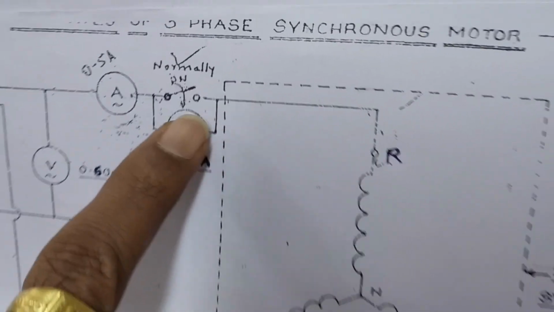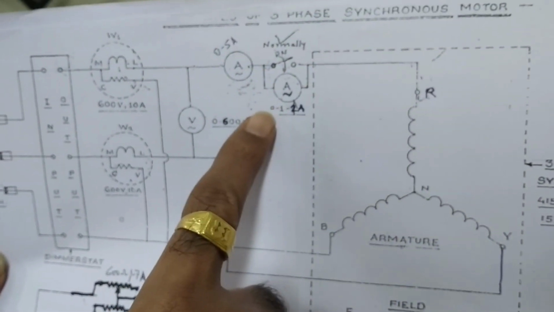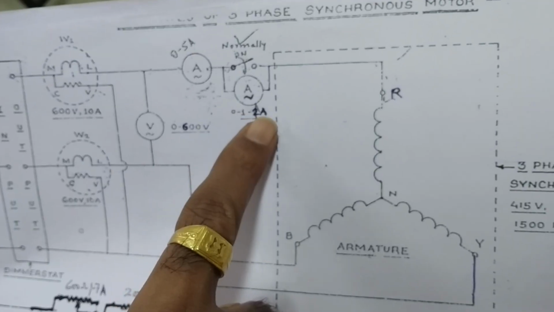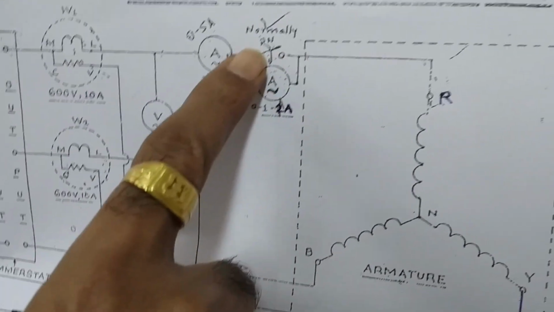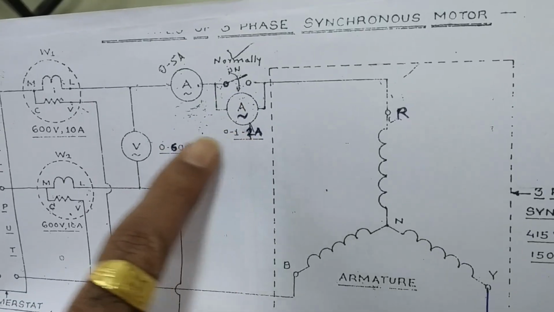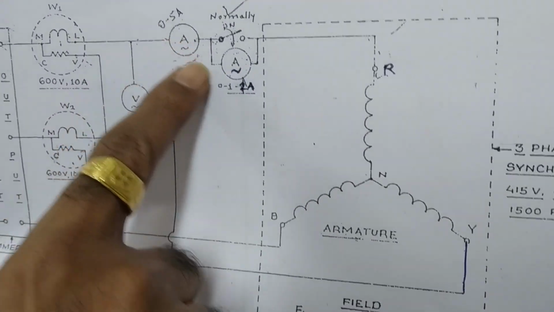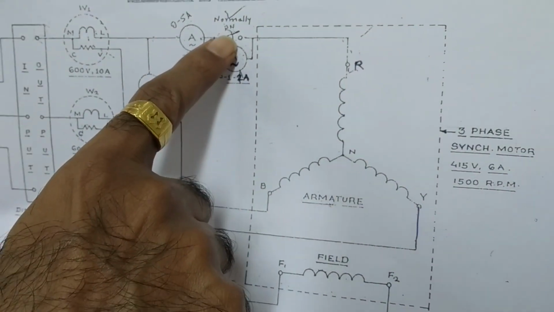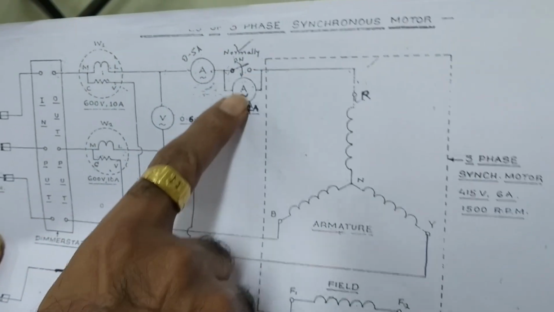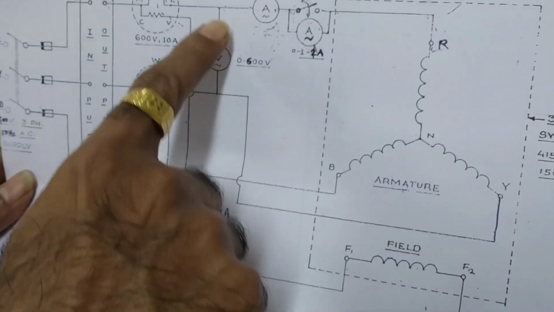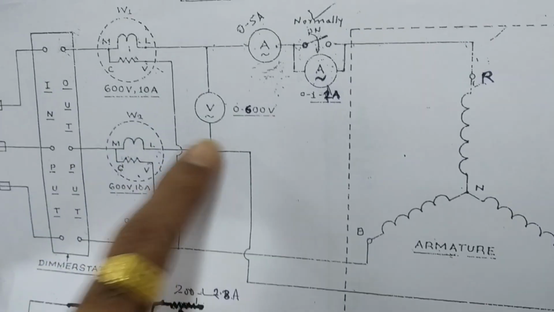Then one ammeter is connected in R phase. After that, a switch is there, and across the switch a 0 to 1 ampere ammeter is connected. This switch is normally on. So whenever the current drawn by the motor gets less than 1 ampere, at that time we can switch it off, so that current below 1 ampere can be measured by this ammeter. Then a voltmeter will be connected across R and Y phase to measure the input voltage.